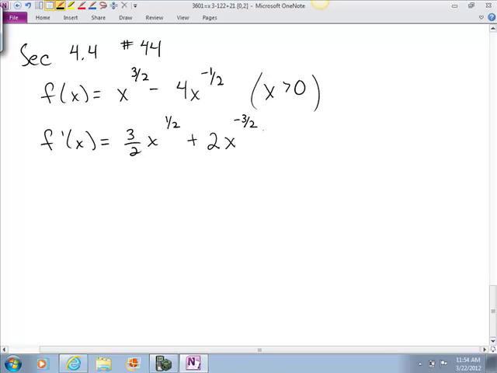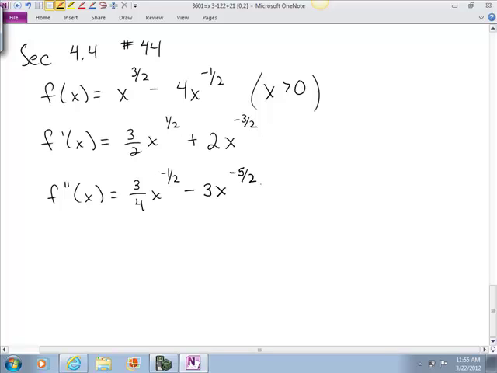And then the second derivative is going to be 3/4 x to the 1/2 minus 1, so that's negative 1/2, plus, and then the negative 3/2 is going to come in front, so that's actually going to be a minus, and the 2's will cancel, so it'll be minus 3x to the negative 3/2 minus 1, which is negative 5/2.